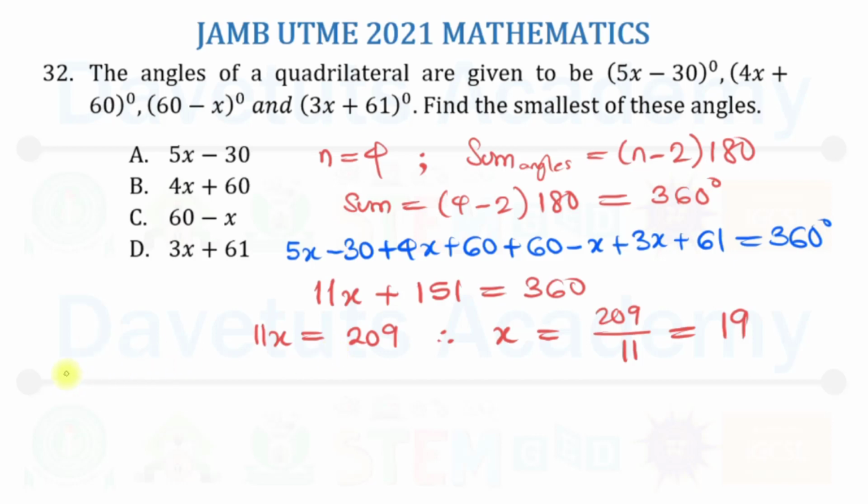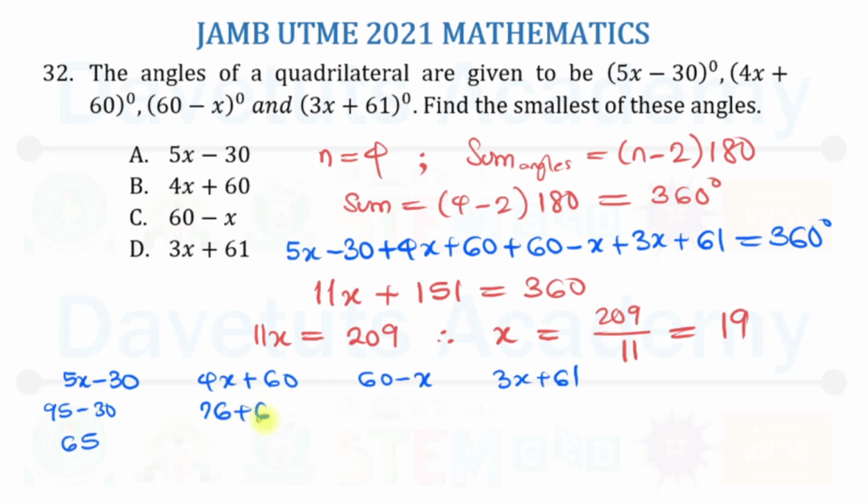Like we have 5x minus 30, we have 4x plus 60, we have 60 minus x, we have 3x plus 61. So if you want to look at that, 5x minus 30, 19 times 5 will be 95 minus 30. This is 65. Okay, 4x, 19 times 4, that's 20 times 4 minus 4. 80 minus 4, that is 76.